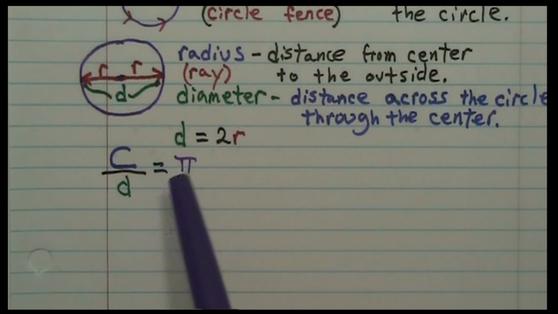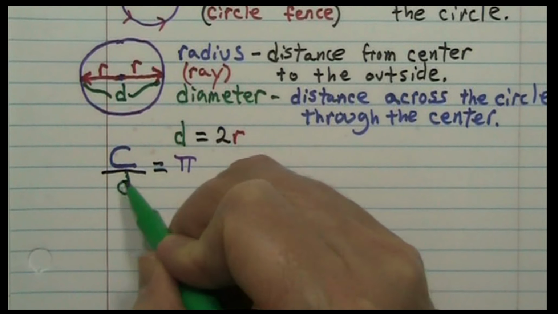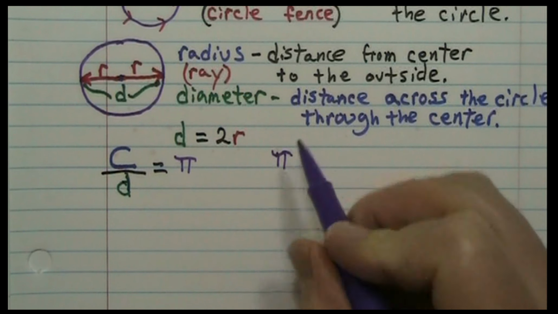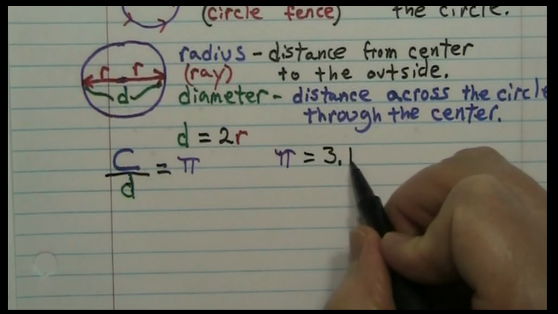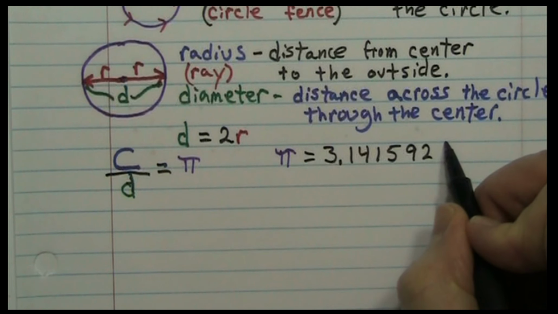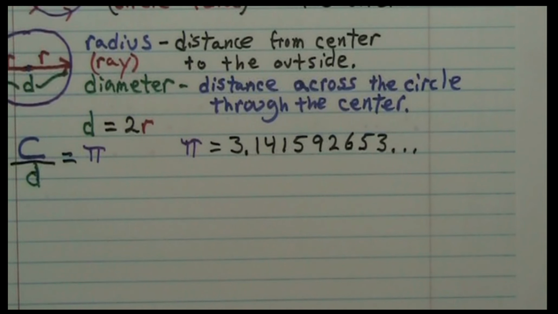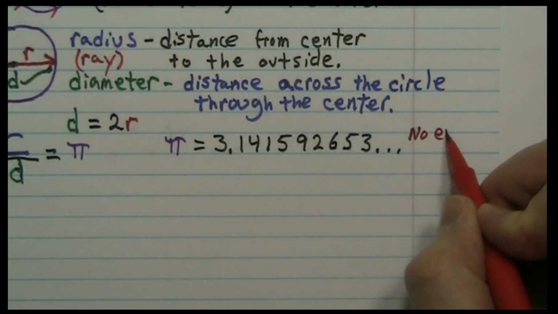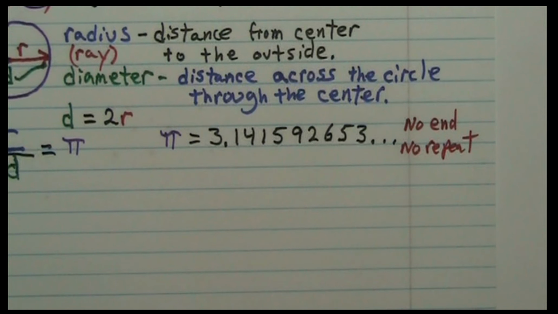Okay, we also learned about another number, pi. Circumference divided by the diameter is equal to pi. And we said pi is equal to 3.141592653, and it keeps on going. It does not end. No end and no repeat.